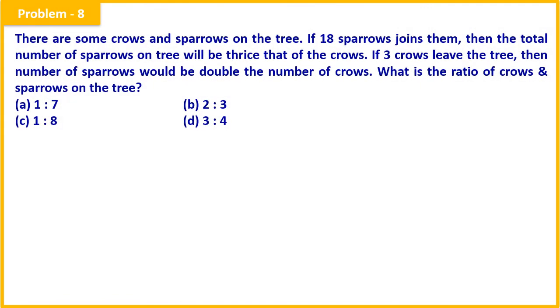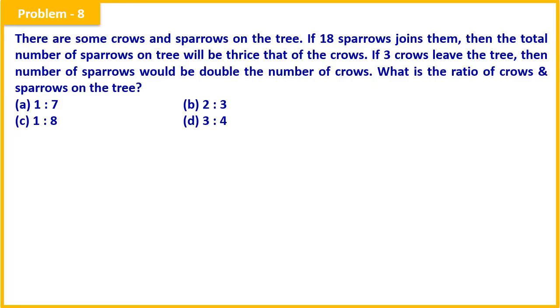Problem number 8. There are some crows and sparrows on the tree. If 18 sparrows join them, then the total number of sparrows on the tree will be thrice that of crows. If 3 crows leave the tree, the number of sparrows would be double the number of crows. What is the ratio of crows and sparrows on the tree? Well, in this particular question, we need to build the equation. I request you to pause the video and try the question on the paper first. And once you have tried it, you can look for the solution.